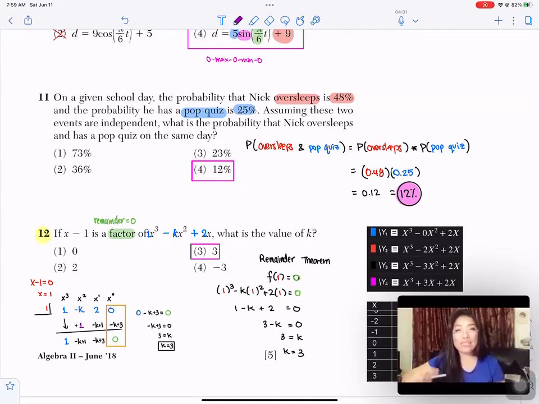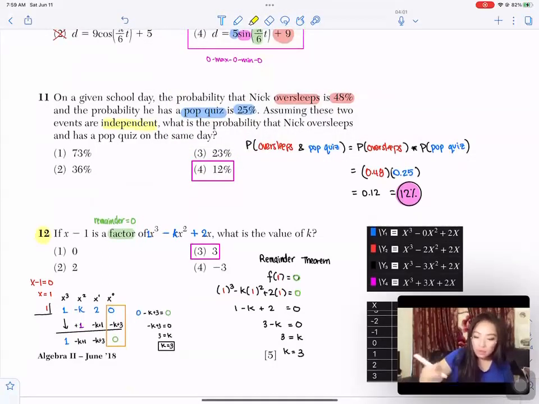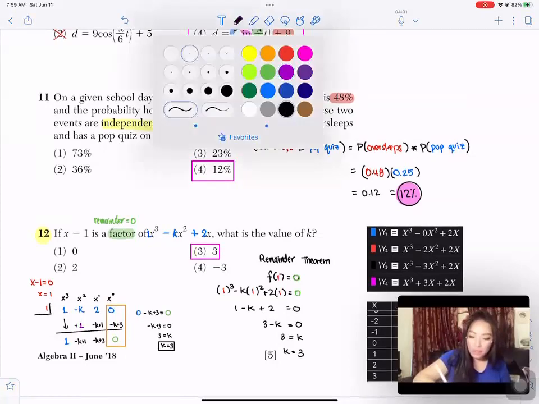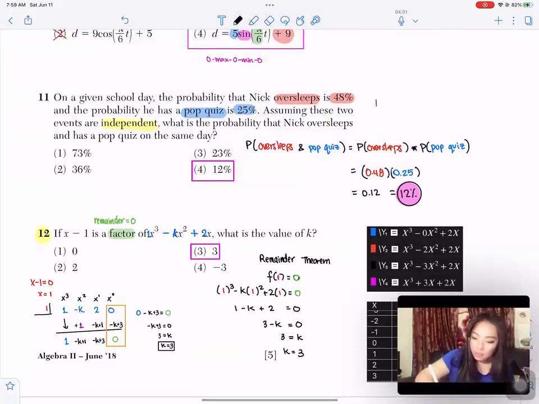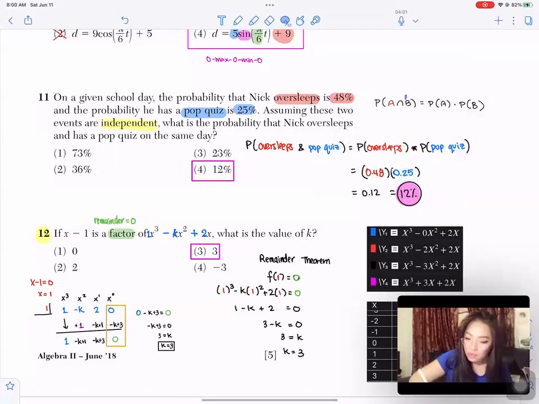So because they're independent, and they have to use this word independent, you now know you can use the rule: P of A and B, and the and looks like this symbol, is equal to the P of A times the P of B. Okay. And I'll color code this so that it's easier to know.